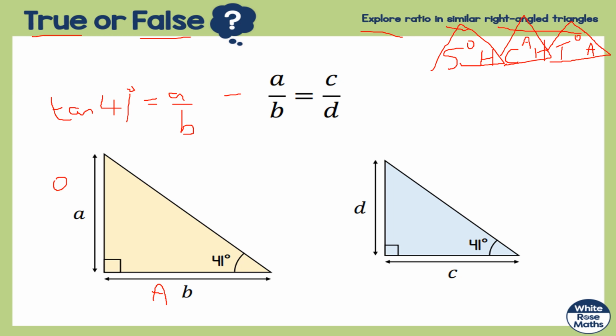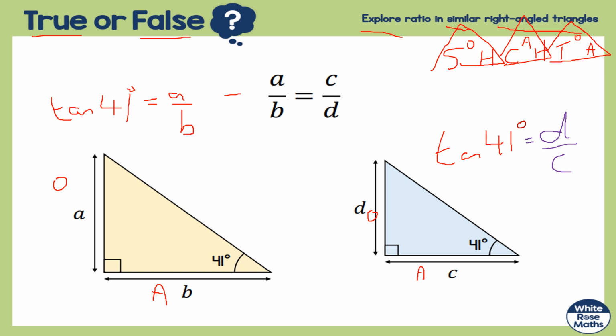For this blue triangle, the opposite is going to be D and the adjacent is going to be C. So based on that, I'm going to have tan 41 degrees is equal to the opposite, which is D, over C. Oops, should be degrees there. Apologies, guys.